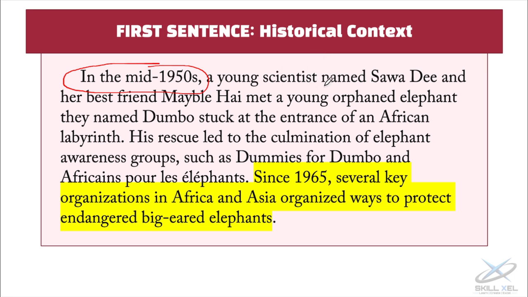So, looking at the events, we talk about beginning events. We go in chronological order. What is the first thing that happened? And then what is the second thing that happened? Right. And then, of course, we get into the thesis.